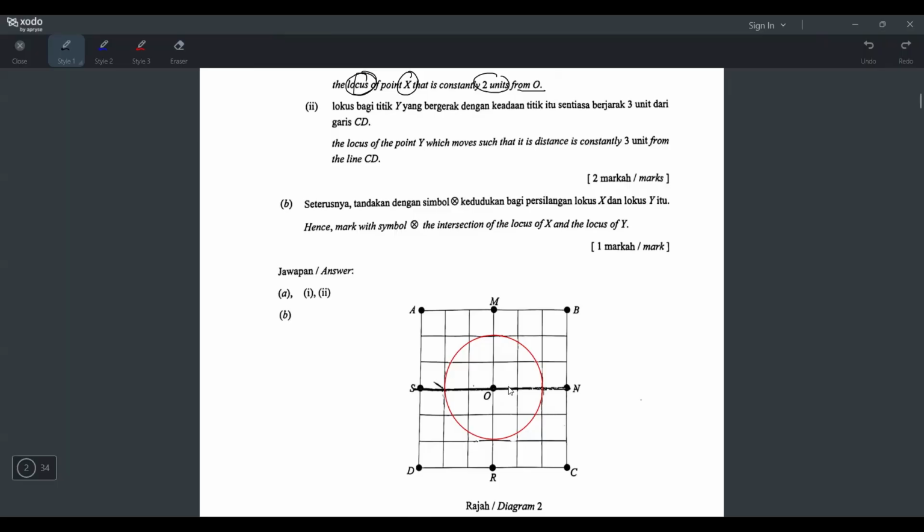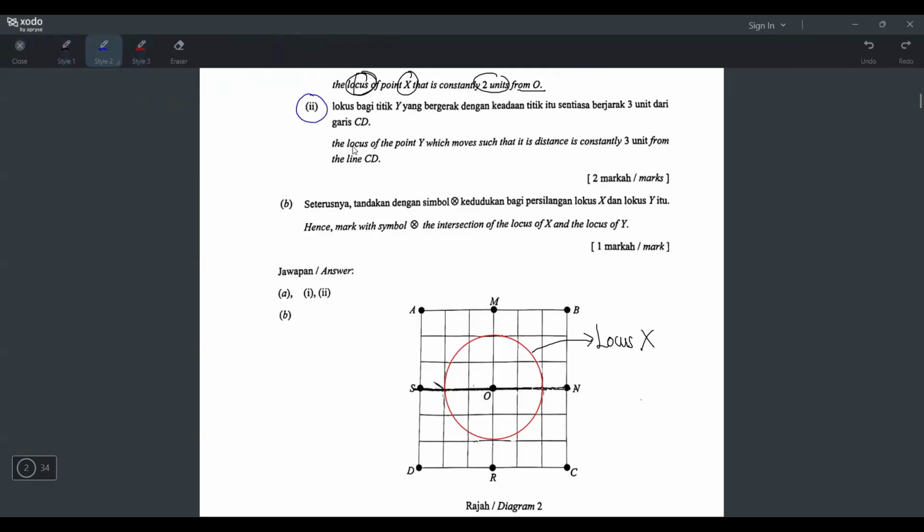That's why you have to use a compass. You have to open your compass, and then the sharp part of the compass, you have to place at O, and then the pencil, you draw 2 units, and then draw a full circle like this, right? Use a compass, and then afterwards, you label. And what do we label this? Locus X, because this is the locus X, the circle, right? So done already. Now I will use another color to draw the second locus.